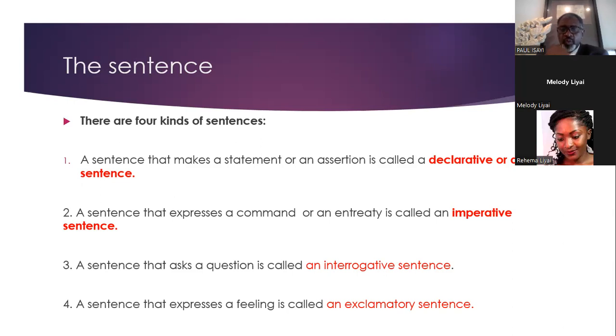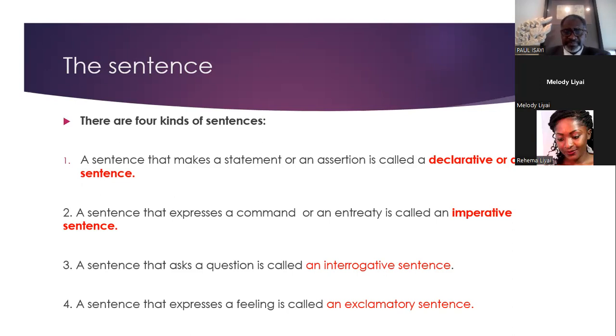Okay. The word is entreaty, Rehema, entreaty. Can you pronounce it? Entreaty, what does that mean? It means a command. It's a word that means the same as command. Yes. It means I'm entreating you. I'm asking you to do something. I'm commanding you. Okay. Now, number 3, Melody.